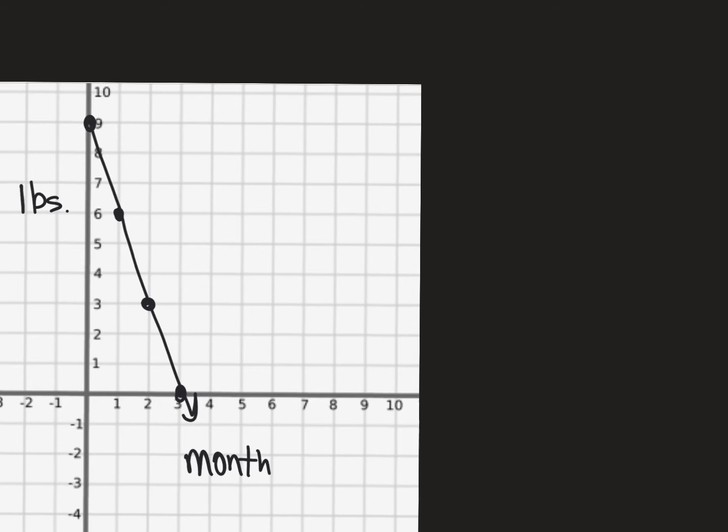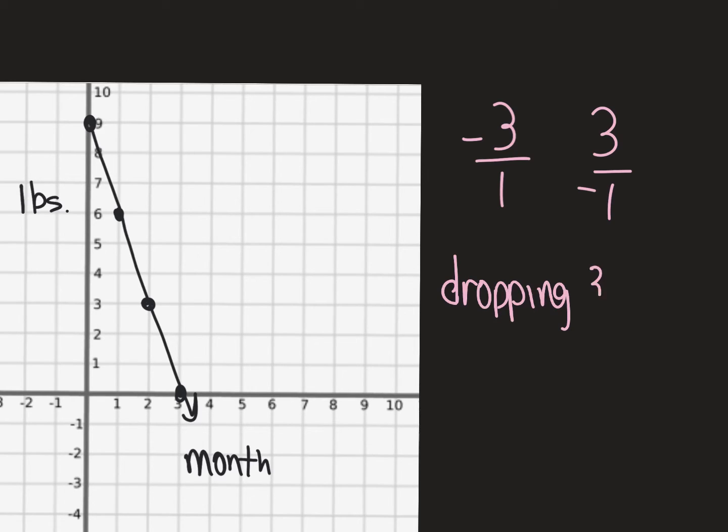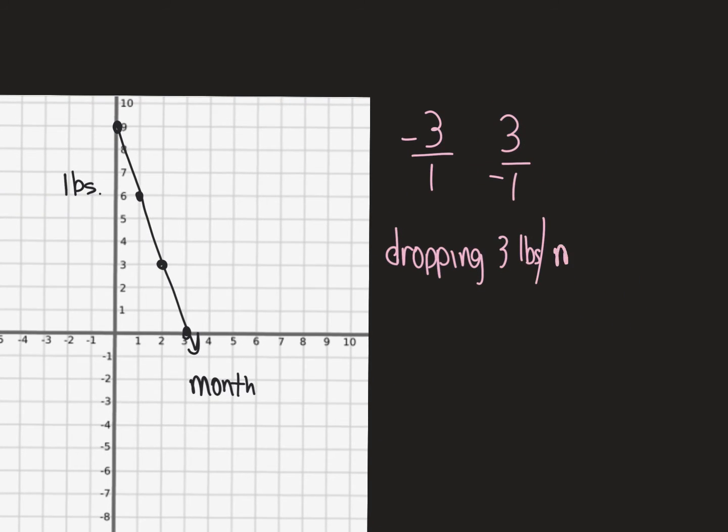It's going down, which means we're going to have a negative number. We're going down 3 boxes and to the right 1. So my fraction is going to be negative 3 over 1, or I could put the negative on the bottom. It doesn't really matter, but this is my rate of change. Now, if I explain what it means, I'm dropping or losing 3 pounds per month. Every month it's going down 3 pounds. Pounds is on the y-axis, so I'm going down 3 on the pounds, and I'm going 1 on the months, dropping 3 pounds per month.